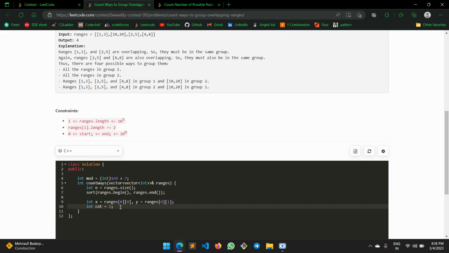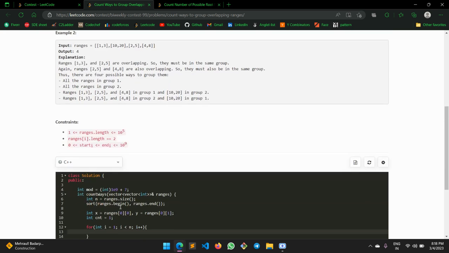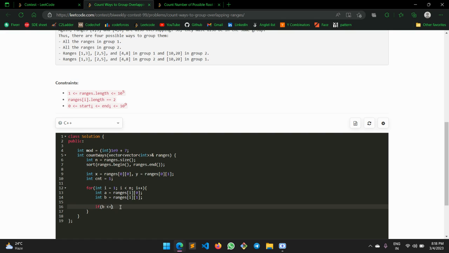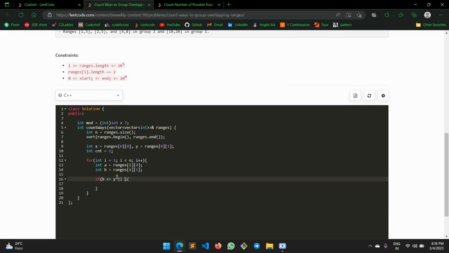Initially count, we have only one. We took the first element. Now we'll traverse from the start, and we will check that obviously x is going to increase. We basically have to check y, whether, for a and b, if b is less than or equal to y, because a will always be greater than or equal to x. We have to check that as well. Then a is less than won't happen, only equal can happen. Let's do this.